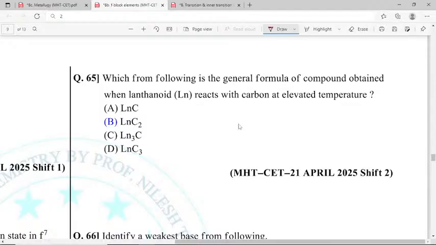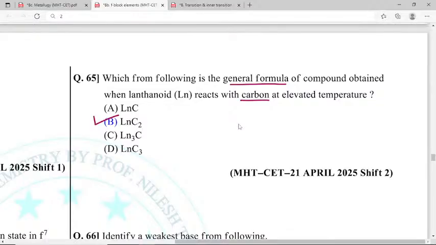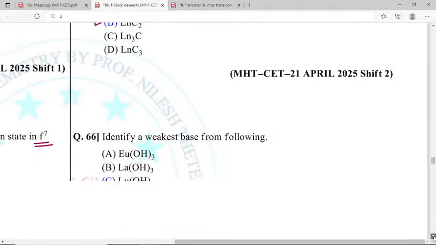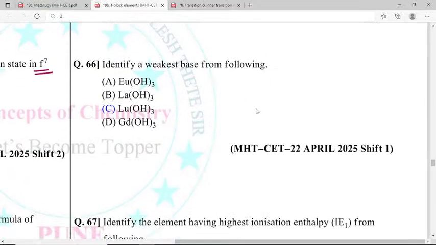Which of the following is the general formula of the compound? Again, general formula with carbon: LnC2. Lanthanoid carbide, this is called the carbide. LnC2 is the formula when a lanthanide reacts with carbon.